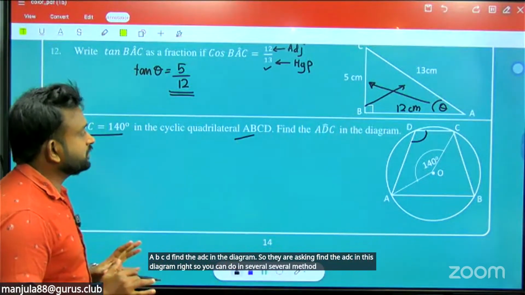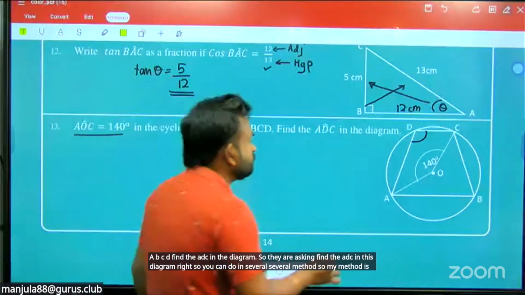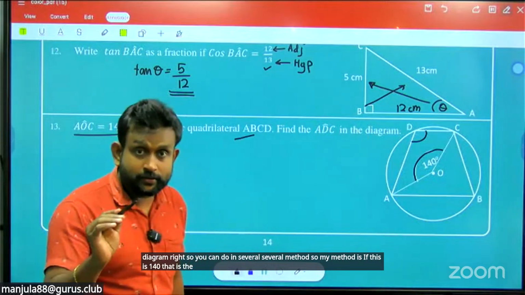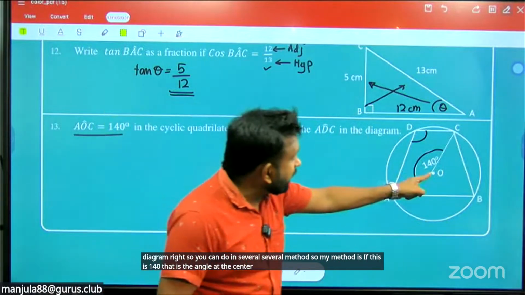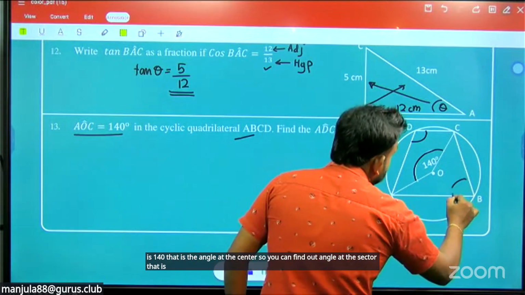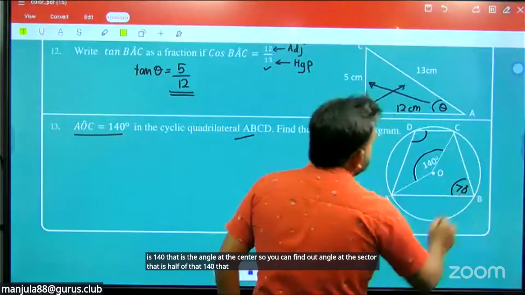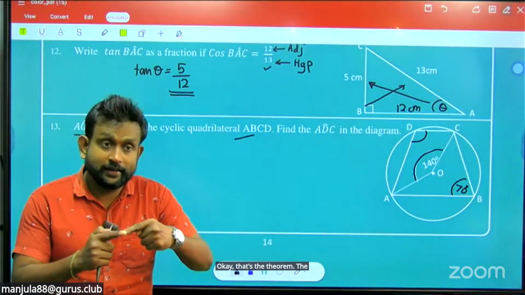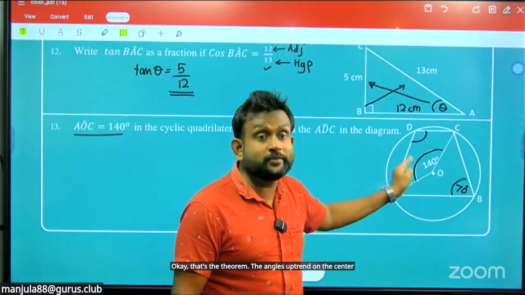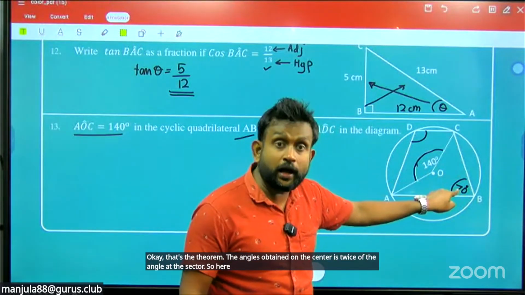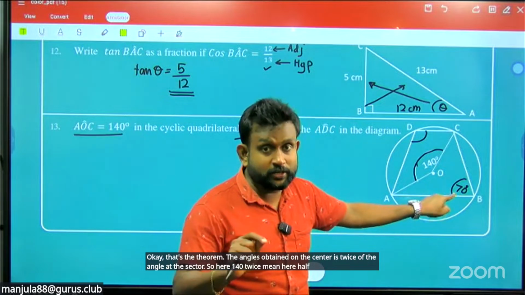My method is, if this is 140, that is the angle at the center. So you can find the angle at the circumference, that is half of that 140, which means 70 degrees. That's the theorem: the angle at the center is twice the angle at the circumference. So here 140 is twice, so take half of it. So that is 70 degrees.